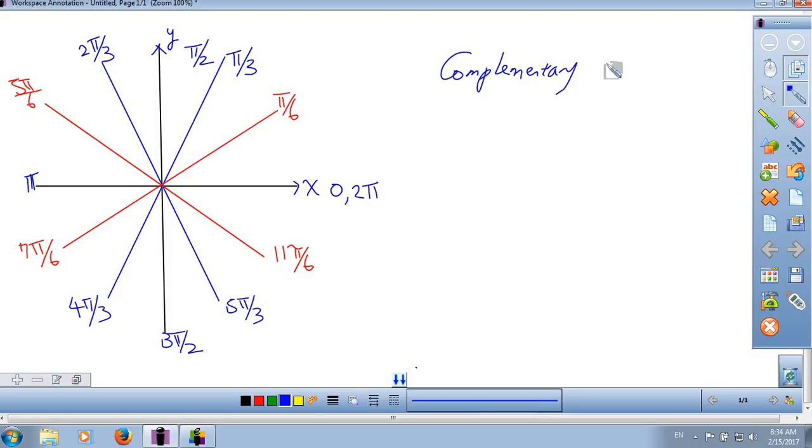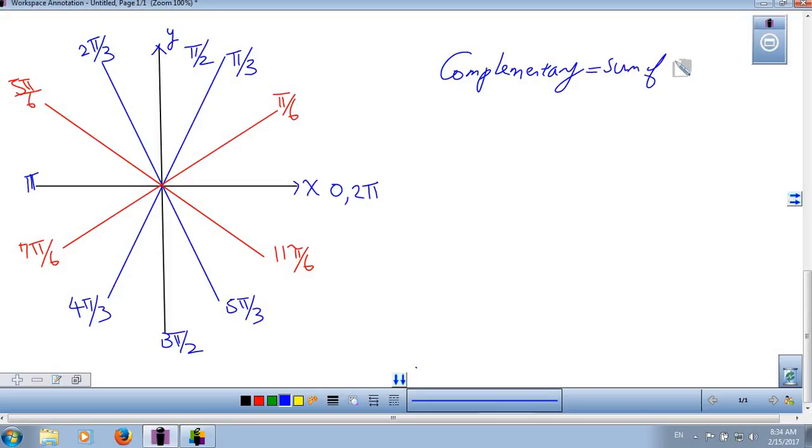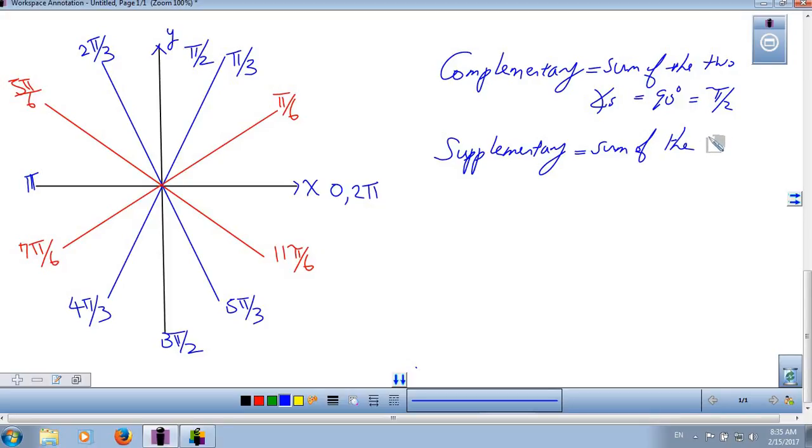Complementary means the two angles sum up to 90 degrees, or equal to pi over 2. That means complementary. And supplementary means the sum of the two angles equals 180 degrees, or equals pi. Okay, so I just want to cover these two vocabulary words before we go on.